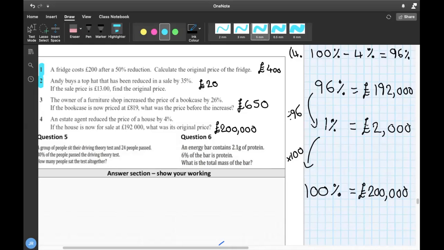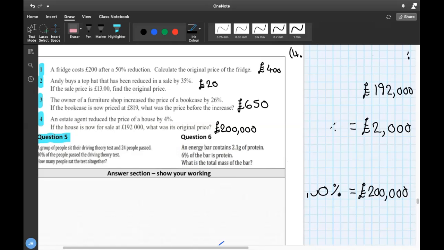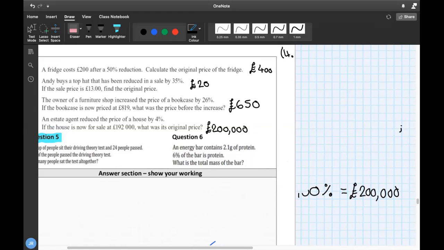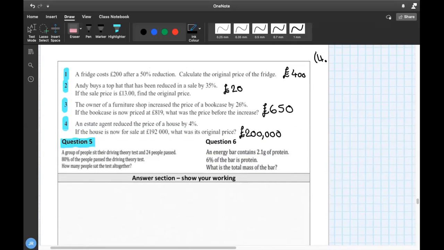Oh, I've been highlighting. So we've now done all of these questions. We're just going to have a look now at question 5 and then move on to question 6. Okay, so question 5. A group of people sit their driving test and 24 people passed. They've also told us that 80% of the people passed the driving test. So straight away we know that 80% is equivalent to 24 people.